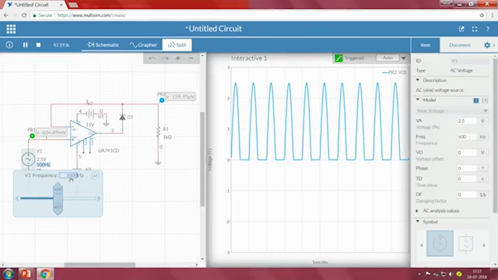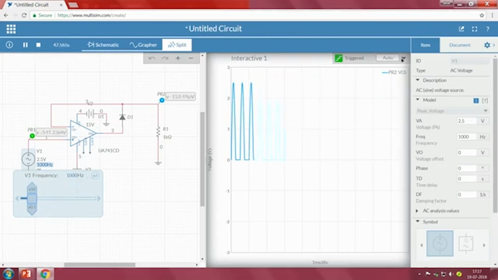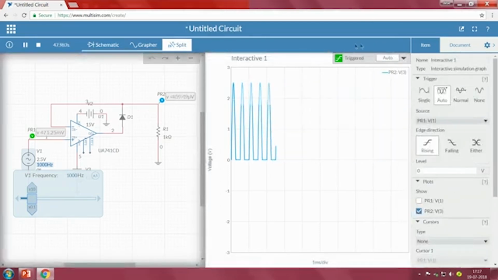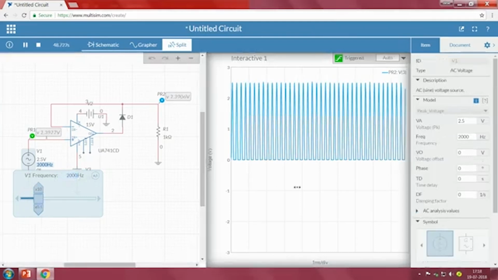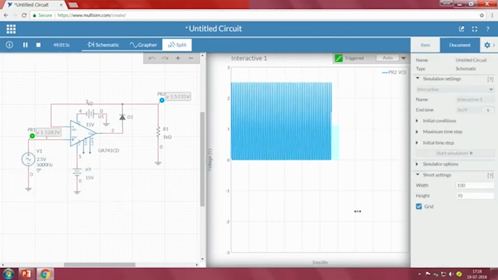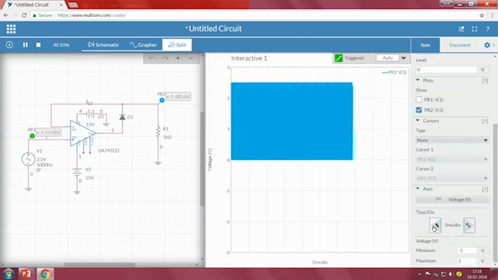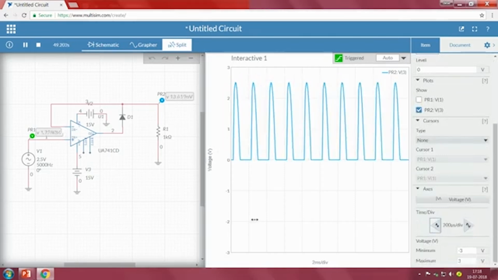1K, 1000, we can see even that. Then I will go with 2k, and I will go with 5k. No matter what frequency we are using, it is completely rectifying the input sinusoidal signal, and only the negative peak is completely removed. So this is how we can understand the working of a half wave rectifier.